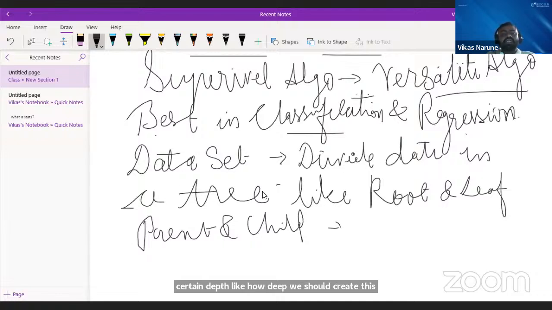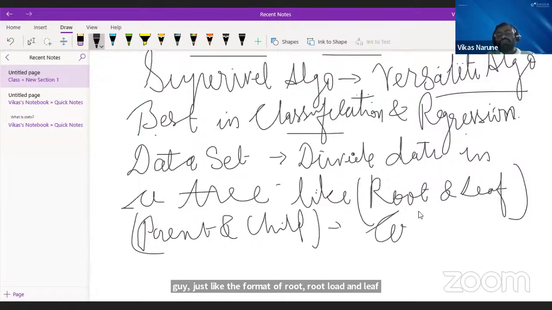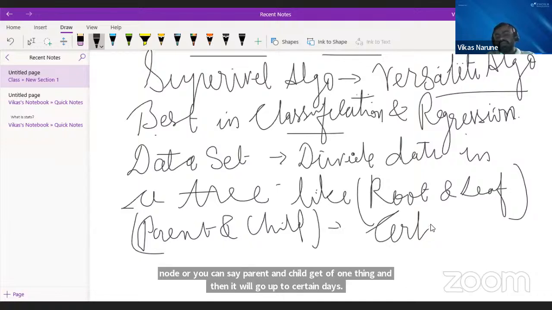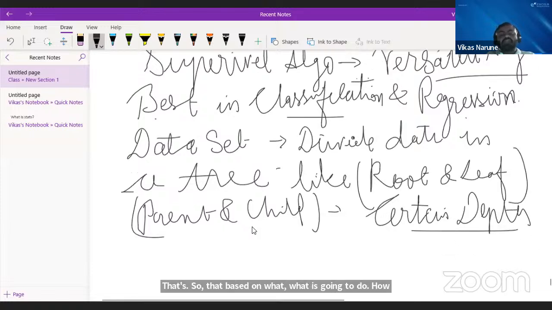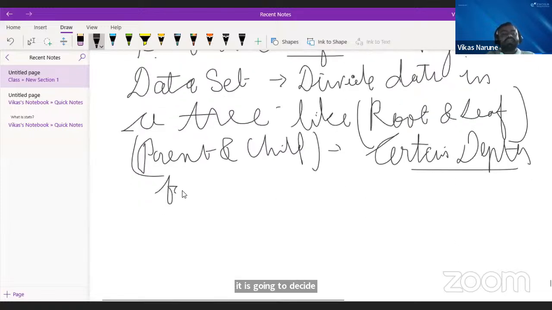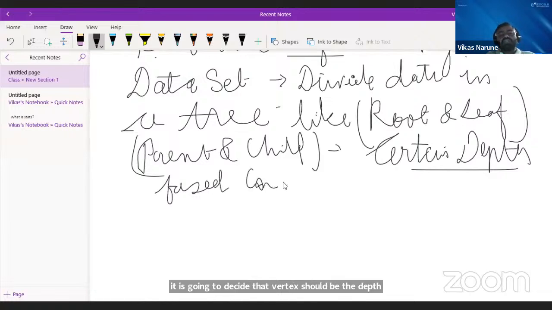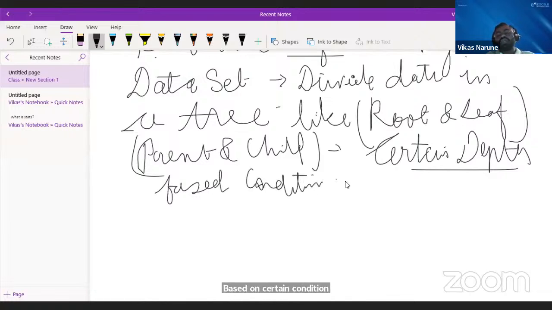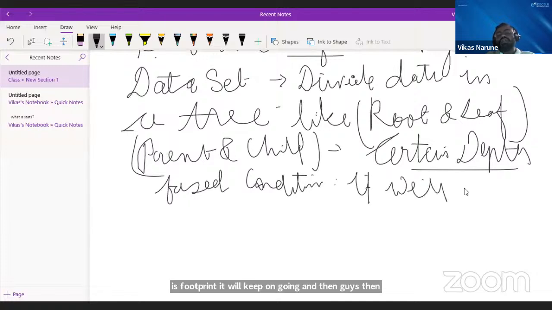So it is trying to divide data in a tree-like structure, guys, in the format of root node and leaf node, or parent and child. Then it will go up to a certain depth. How does it decide what the depth should be? Based on certain conditions: until that condition is fulfilled, it will keep on going. And then it will do its prediction.